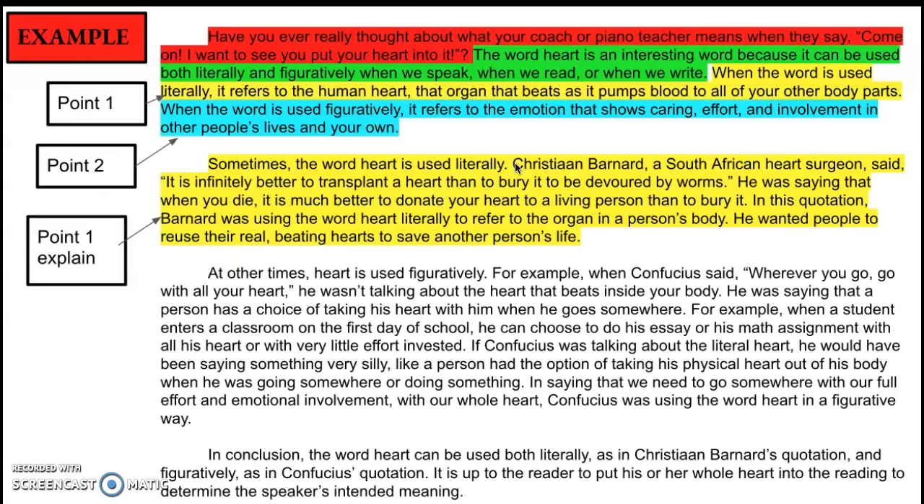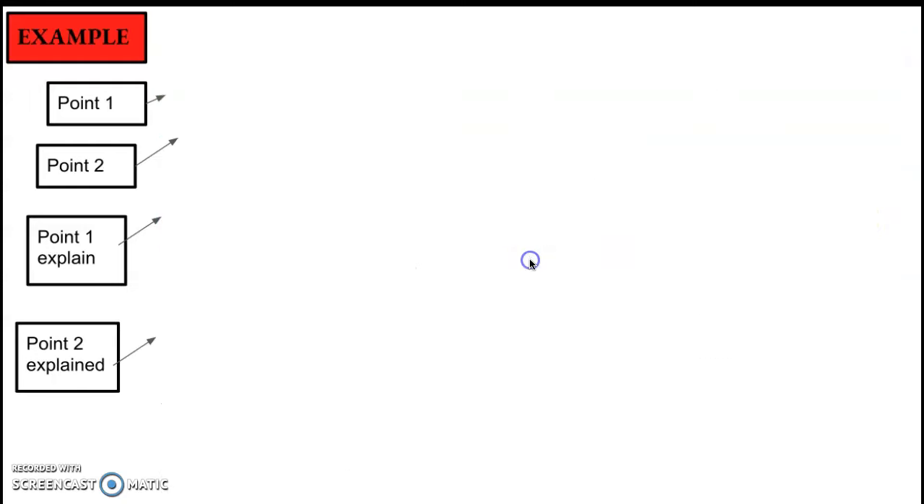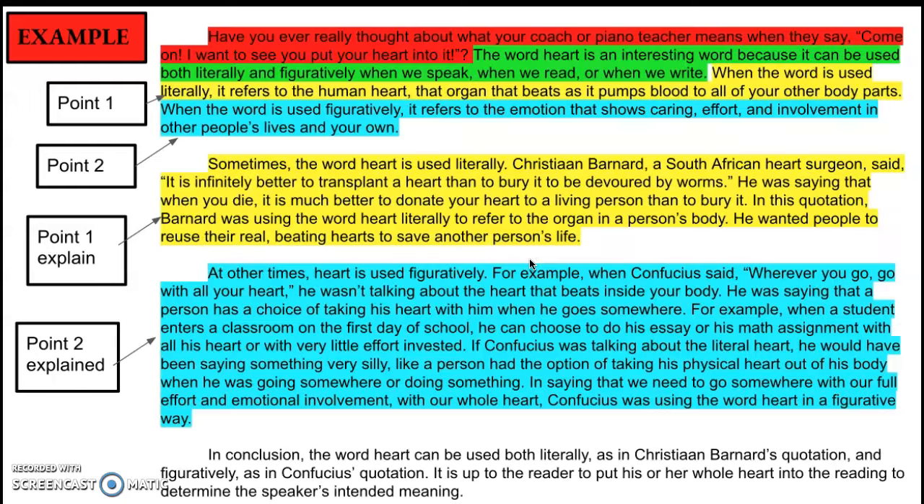The second paragraph is supporting paragraph 1. It provides evidence to show the first point and explains it. In the heart essay, the second paragraph explains how heart is used literally in the Barnard quote. The third paragraph is supporting paragraph 2. It's blue. It provides evidence to support the second point and explains it. In the heart essay, the third paragraph explains how heart is used figuratively in the Confucius quote.